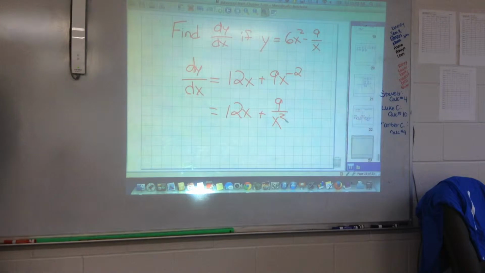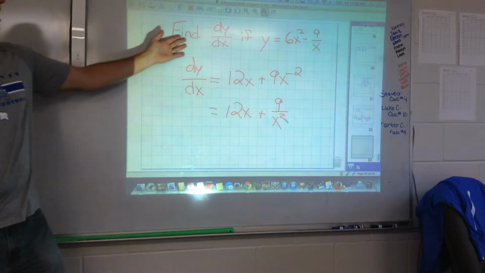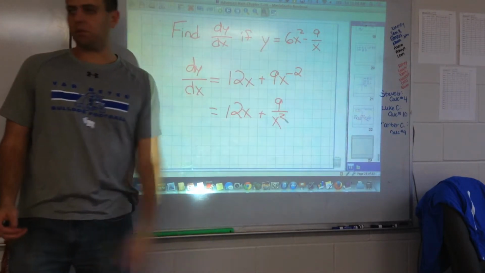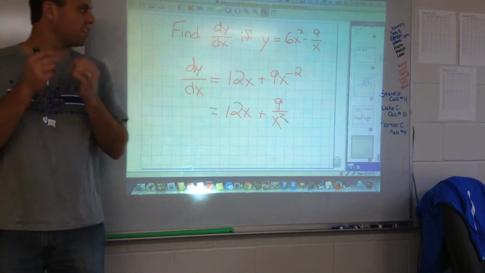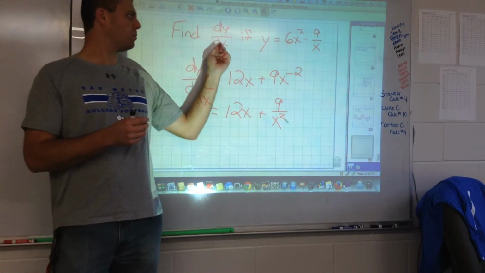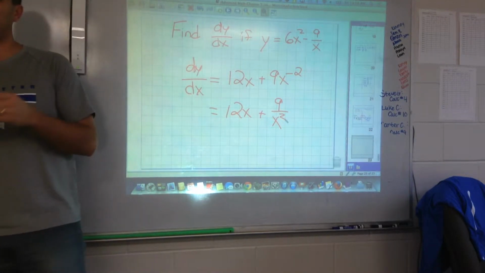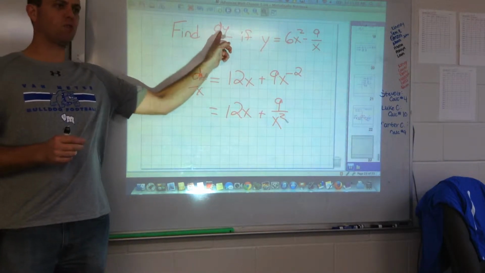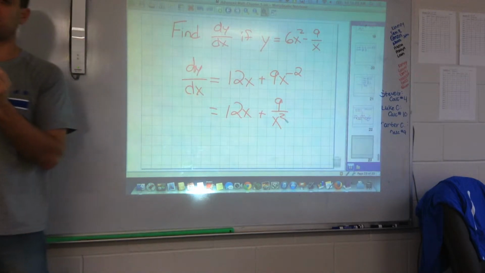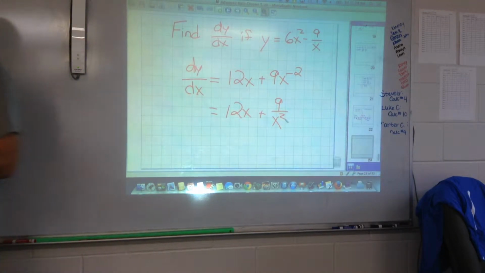So in the problem of the day here, I asked you to find dy dx if y is equal to this. Okay, dy dx means the derivative, or the change in y with respect to the change in x. How fast y is changing as x is changing. The very instantaneous rate of change in y with respect to x. The instantaneous slope. I'm saying the same thing over and over again, but I'm trying to get it to click and make sense to you, okay?